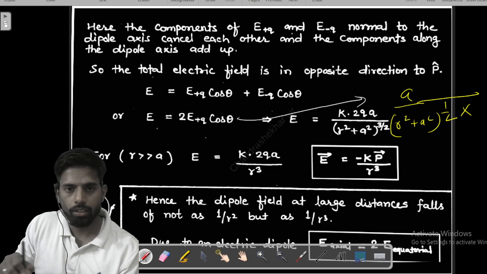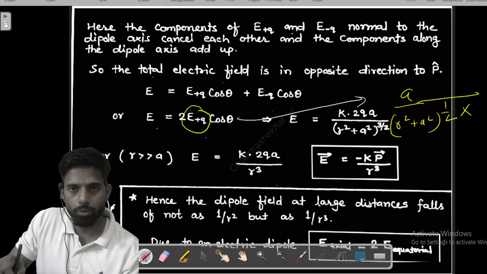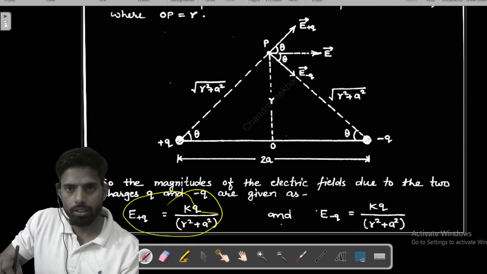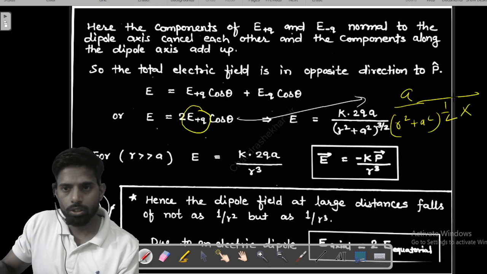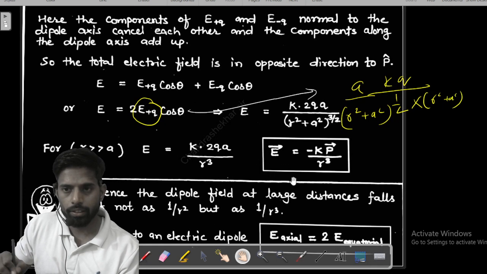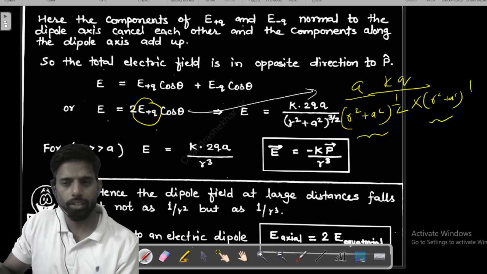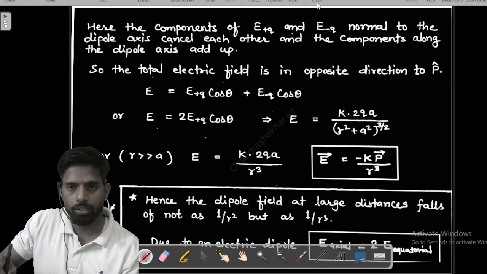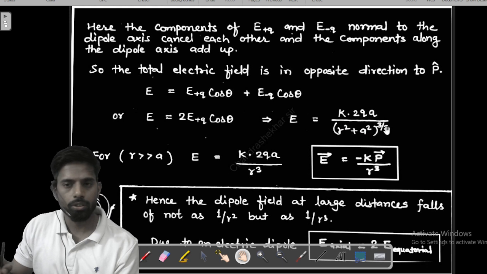And previously the value of E plus Q is what? E plus Q is this. So write here KQ upon this value. If you write here KQ upon R square plus A square, you will get the power as how much? 1 plus 1 by 2. Both are the same, the denominators are the same, that's why the powers are going to add. So 1 plus 1 by 2 is 3 by 2. So you will get 3 by 2.